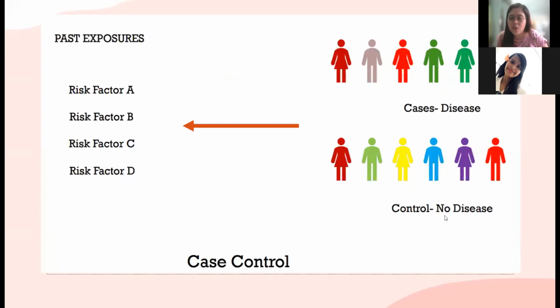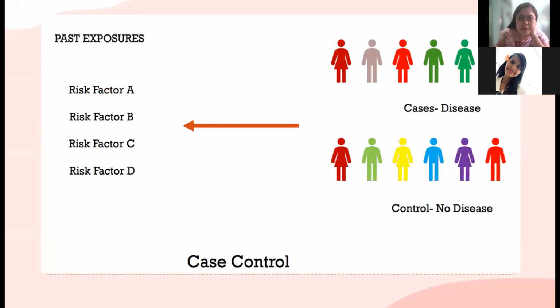Identification of the case and the control group. The case will be those na merong disease and then yung control yung walang disease. And you will go back to the past, look at their past exposures. Kung anong mga factors ang nag-contribute, bakit nagkaroon sila ng sakit or bakit hindi sila nagkaroon ng sakit. So that is the purpose of the case control.